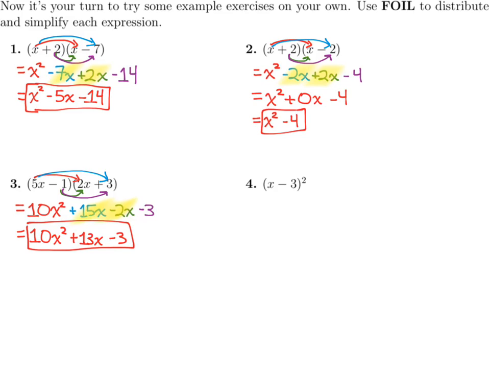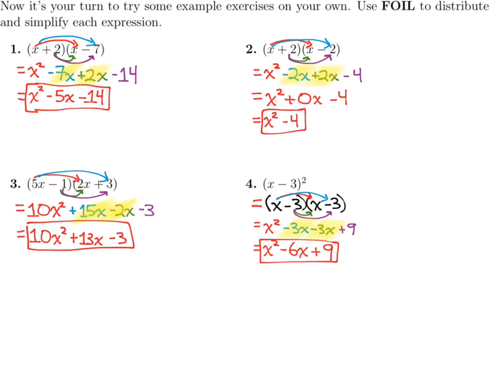Finally, number 4. There's a little trick to beginning it. Went over that in the last section. But try it yourself. Pause the video, try it yourself. I'll still be here when you come back to check your work. Alright, so the whole thing squared meant x minus 3 times x minus 3. And then we can FOIL, F, O, I, and finally L, combining like terms. And we have our answer.